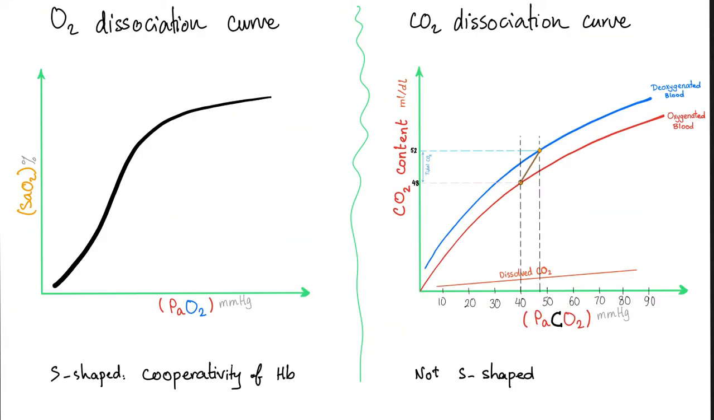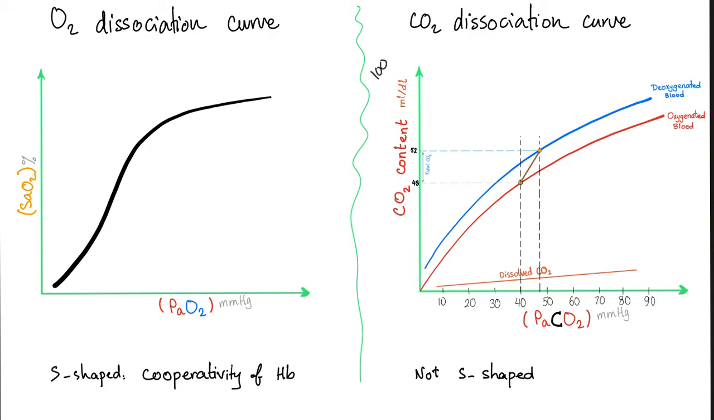Now, here is a big difference. This is the oxygen dissociation curve. This is the carbon dioxide dissociation curve. What's the difference? First, the horizontal axis is kind of the same. This is PaO2. This is PaCO2. Okay, it's analogous. We get it. But here, this is the percent saturation of oxygen. This is not the saturation. This is the carbon dioxide content per 100 mLs of blood.